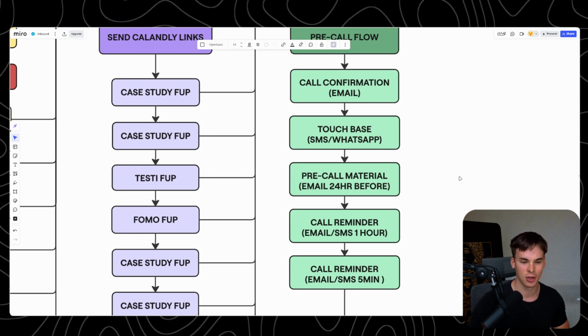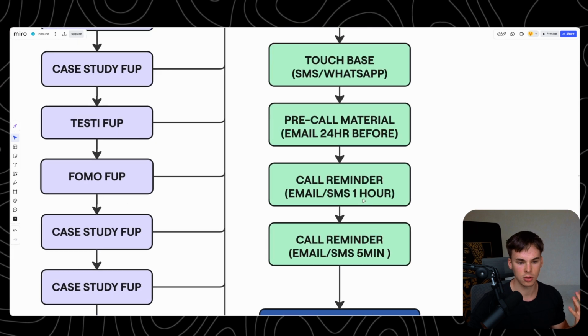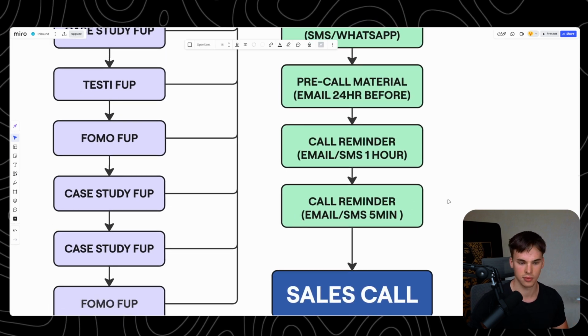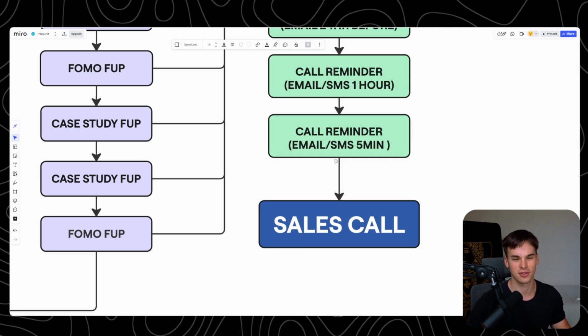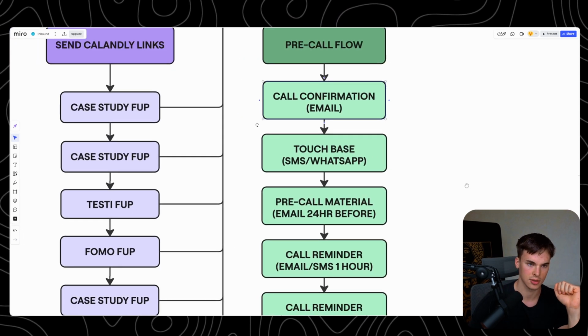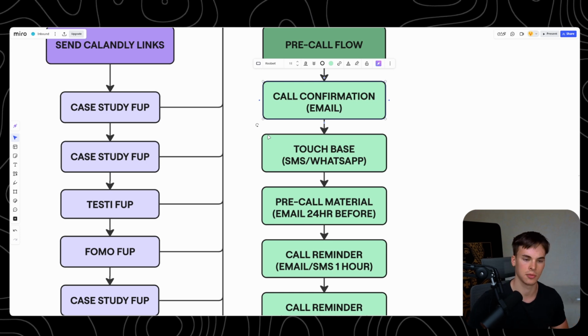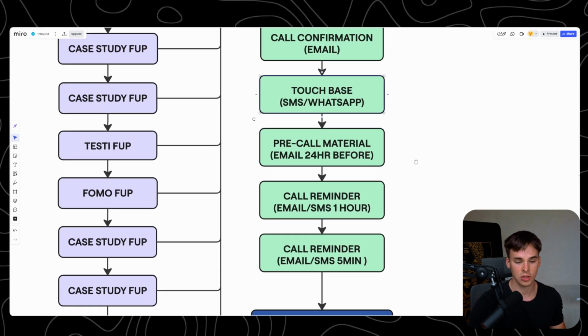That's awesome. So next is just send them pre-call material 24 hours before, a call reminder 1 hour before, and a call reminder 5 minutes before the call, and these can be email and SMS. And then you have your sales call, and you can set this up in Calendly workflows very nicely. So if you want to copy and paste our Calendly workflows, that's there. You can just go and get those. It's in the description. So that's pretty much it, right?